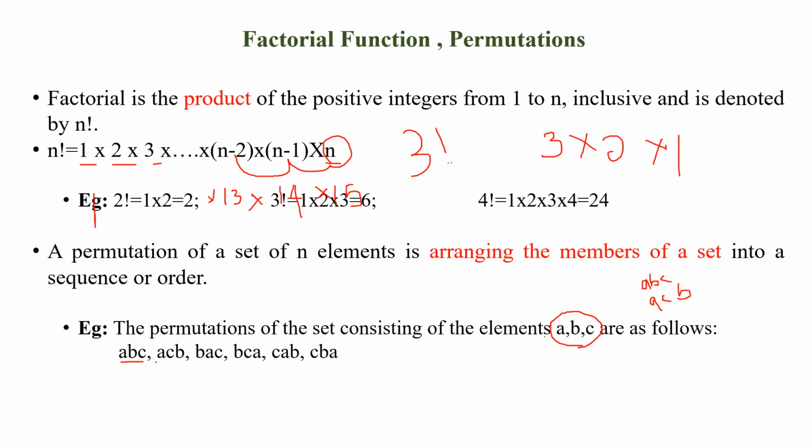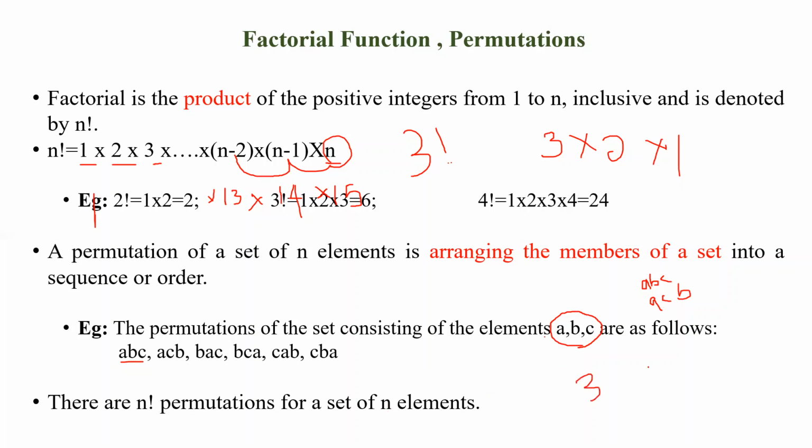You will be writing it as ACB, then BAC, BCA. None of them are repeating, right? So all possible combinations which are possible with the 3 numbers is given by the permutation. So there is a relationship between the factorial and permutation. If you want to find the number of possible combinations with n elements, then the number of permutations possible is given by n factorial. So there are n factorial permutations for a set of n elements. So if there are 3 elements, there will be 3 factorial permutations possible. 3 factorial is what? It will be 6, right?